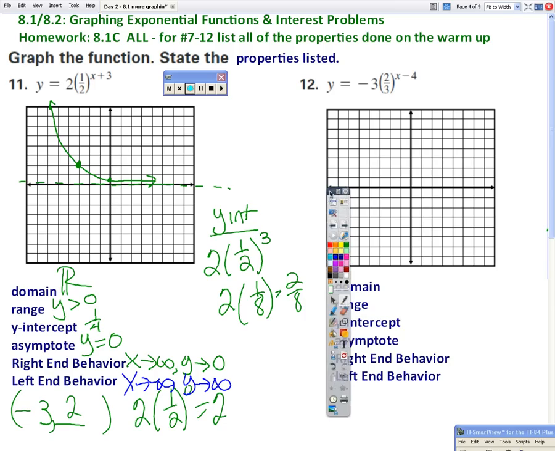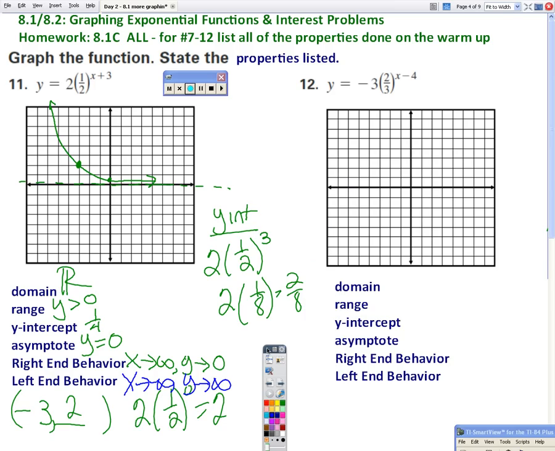So for 12, my asymptote's at 0. When I go to find my key point, I need to plug in 4 for x, and I'm going to get negative 3. So this is going to be negative 3 times 2/3 to the 0.